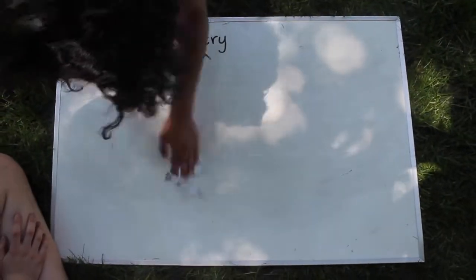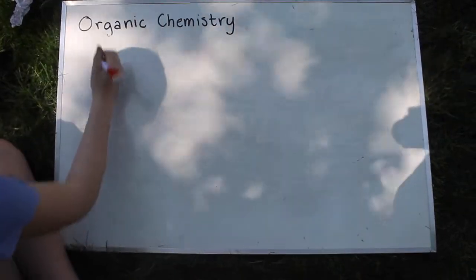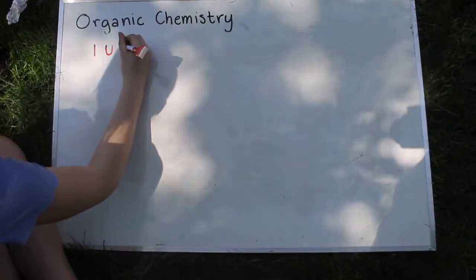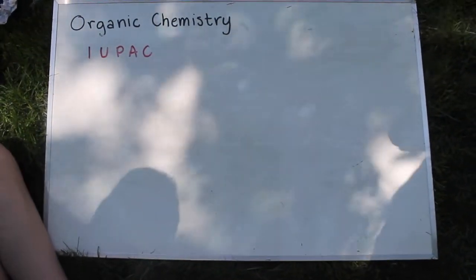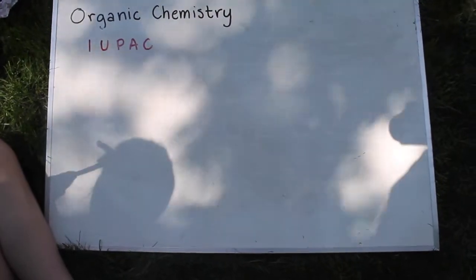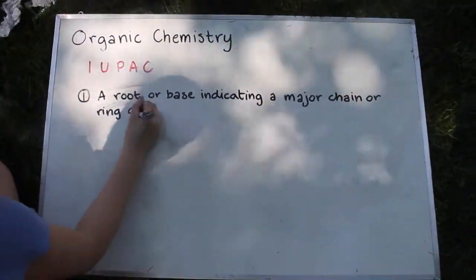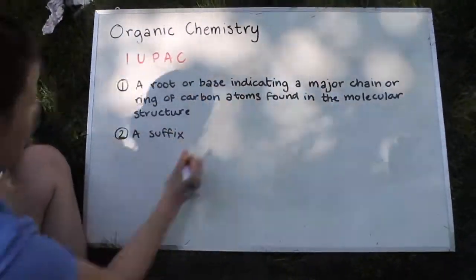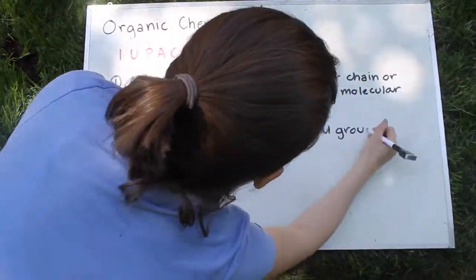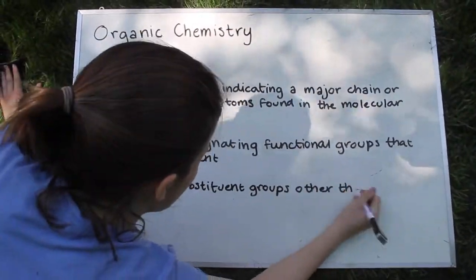Knowing the rules of the IUPAC naming system and being given the structural formula, you will be able to name every distinct compound that there is. And when given the name of a compound in IUPAC, you will be able to write a structural formula. There are three components to the IUPAC naming system. The first, a root or base indicating a major chain of rings or of carbon atoms found in the molecular structure. Second, a suffix designating functional groups that may be present in the compound. And third, names of substituent groups, other than hydrogen, that complete the molecular structure.